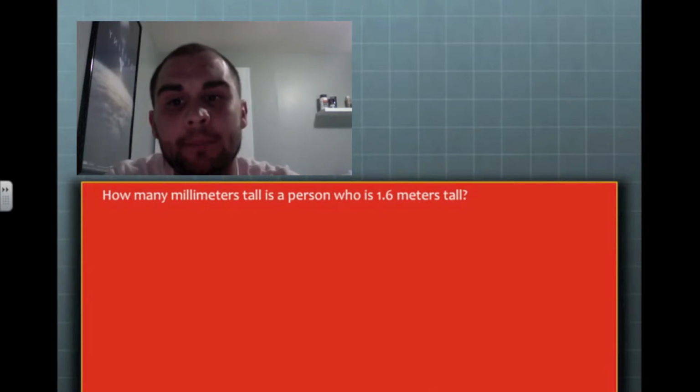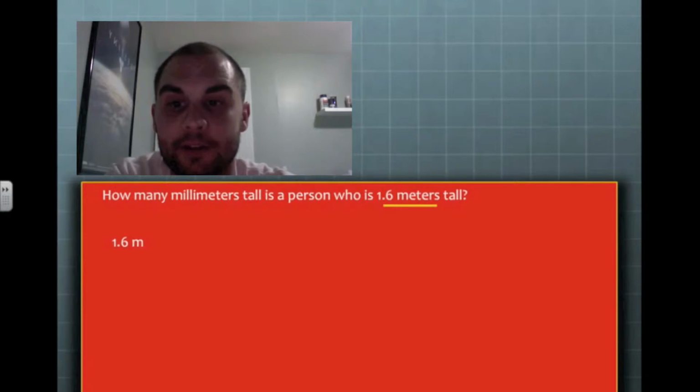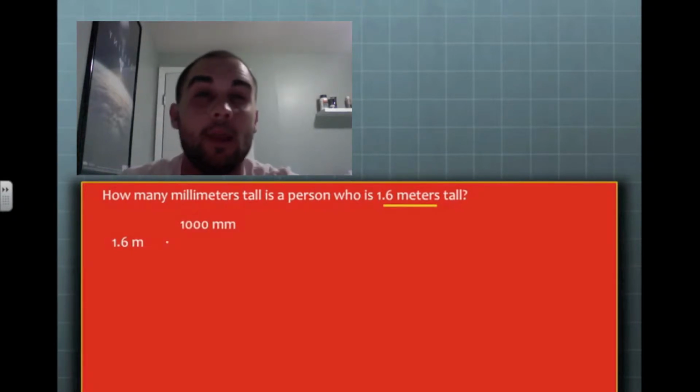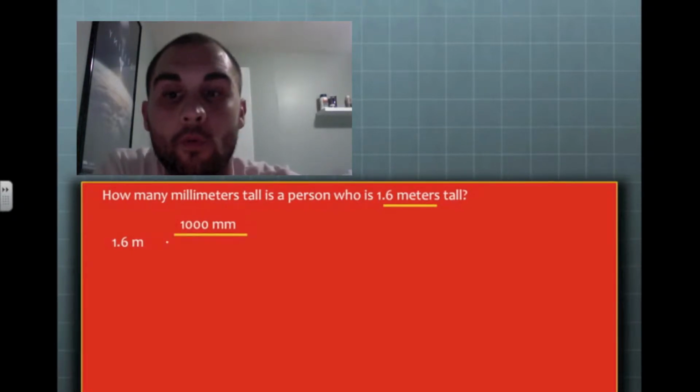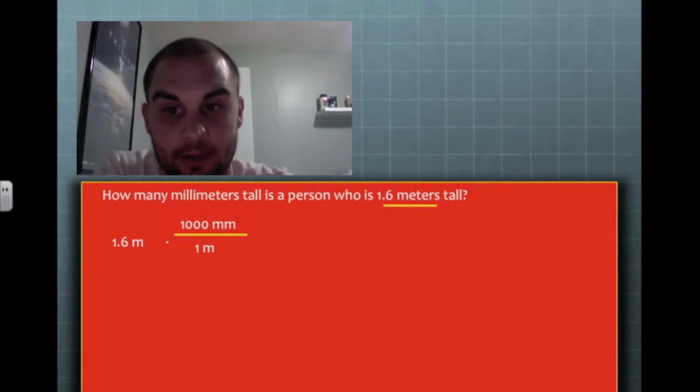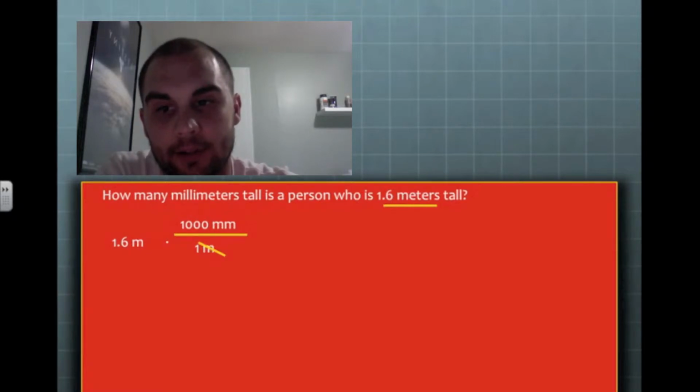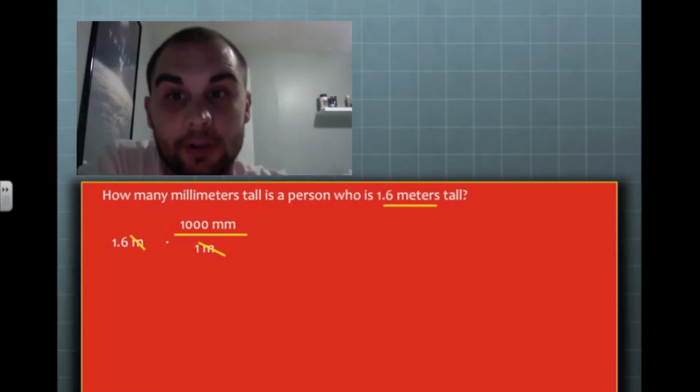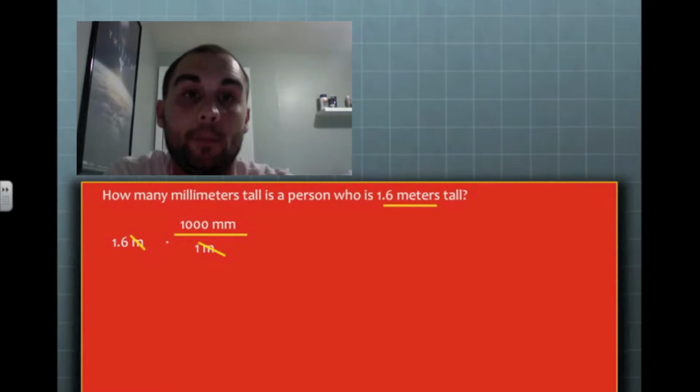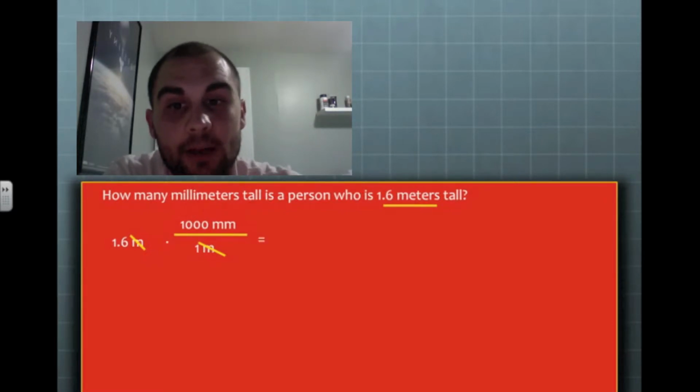Let's do another one. How many millimeters tall is a person who is 1.6 meters tall? So I'm going to write 1.6 meters down first, and I'm going to times that by 1,000 millimeters over 1 meter, because there are 1,000 millimeters in 1 meter. Now I can cross out my like terms, so meter gets crossed out there, and it also gets crossed out there. I'm left with 1.6 times 1,000 millimeters. When I do that multiplication, I'm left with 1,600 millimeters. Okay?